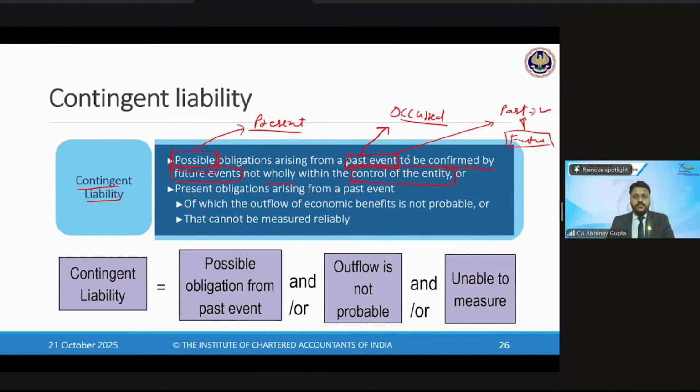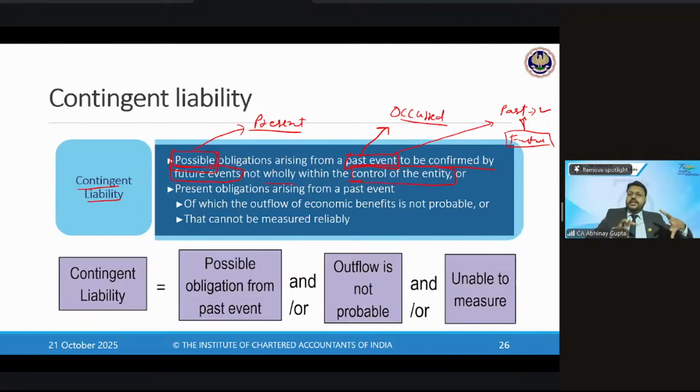So we will do some examples to understand it better. But let's focus on the keywords of the definition given by the standard, right? So obligation is not present, it is a possible. And event, although some event has occurred, some event is awaited to occur in the future, right? So maybe I can say event is not fully occurred. Maybe event has partially occurred and some portion of event is still unoccurred.